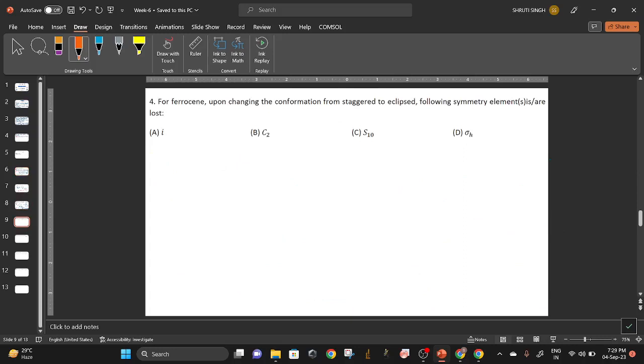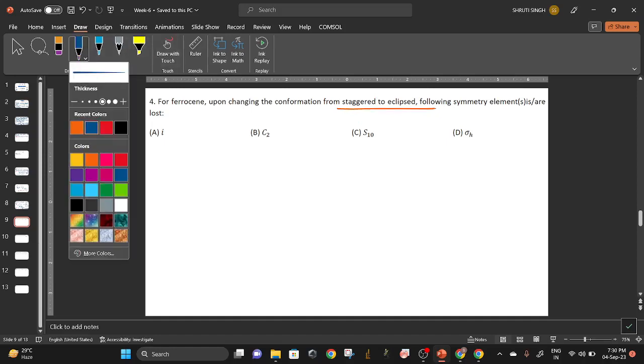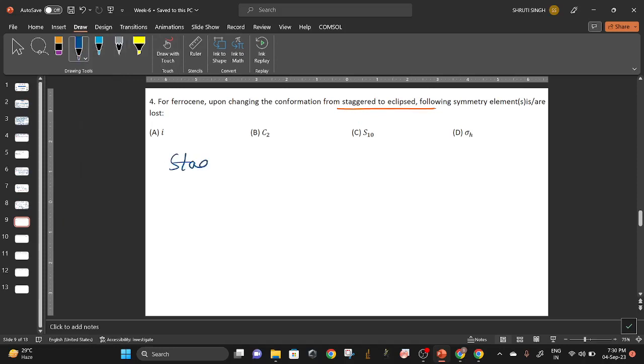Now for ferrocene, upon changing the conformation from staggered to eclipsed, following symmetry elements are lost. Now there is a problem in this question. So it is saying from staggered to eclipsed. Now let's see. Staggered ferrocene, what is the point group?